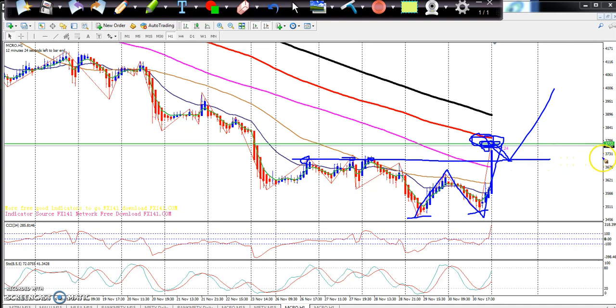It will be around the 3700 point. It will be around the 3700 level. It might retest this level, or after that, I think it will go up. So this one is for 1 hour.